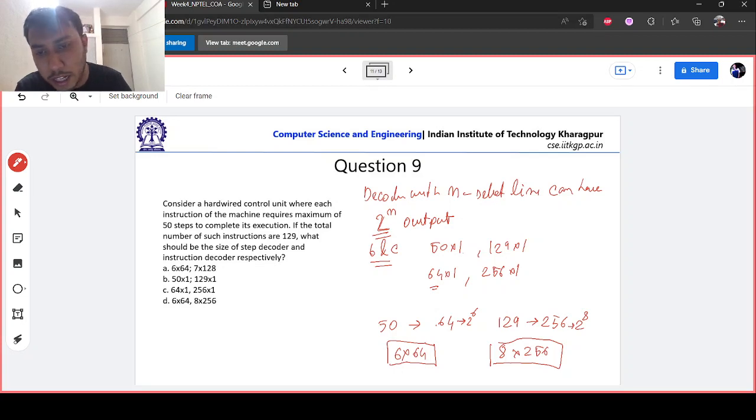It's simple, like it has 50. You need to have 50 channels, 50 selection lines. So for how many selection lines will be required for 50, it will be 2 to the power of 6. That is the nearest power of 2. So one will be a 6 cross 64 decoder, another similarly an 8 cross 256 decoder. So the correct answer will be D.